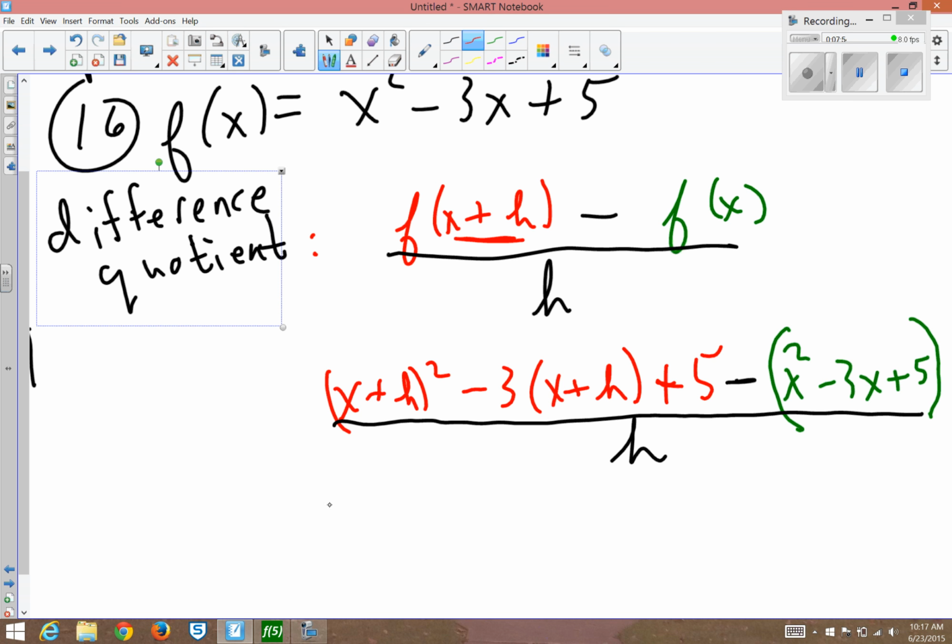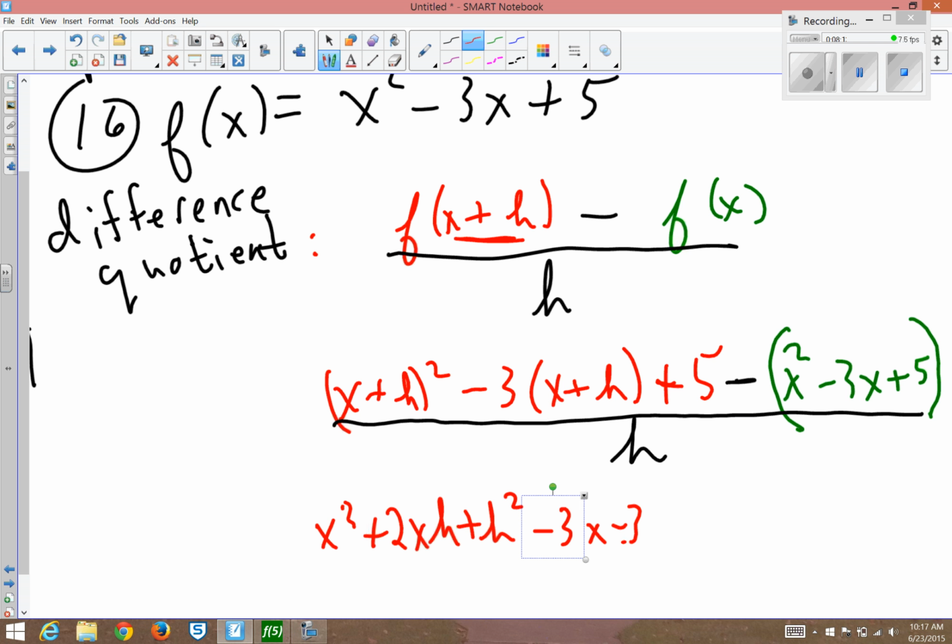We square the x plus h by FOIL. That comes out to be x squared plus 2xh plus h squared. That's x plus h times x plus h. The -3 gets distributed. -3x, -3h. The plus 5 gets copied. And this minus in front of the green gets distributed. Minus x squared. Minus a minus, so that's plus 3x. And minus positive 5 is -5. All over h.